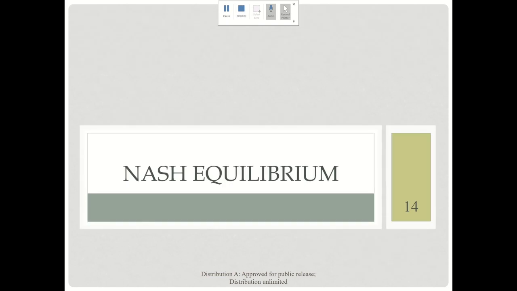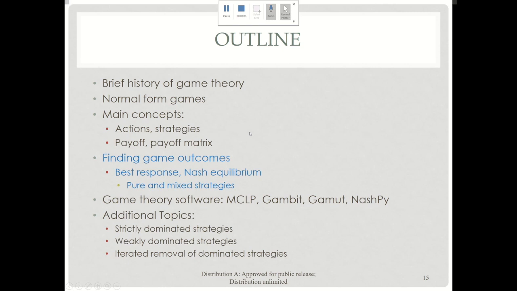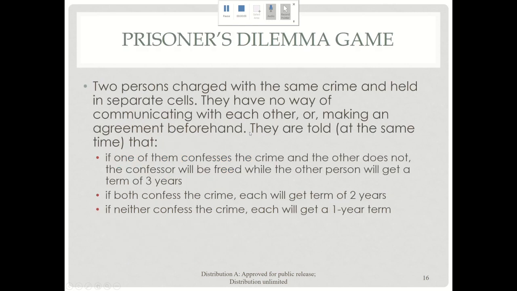Now we start with the third part of our lecture, the topic of Nash equilibrium. We will study this in the context of a well-known game called the prisoner's dilemma game. So the statement of the game goes like this. Two persons are charged with the same crime and held in separate cells. They have no way of communicating with each other or making an agreement beforehand.